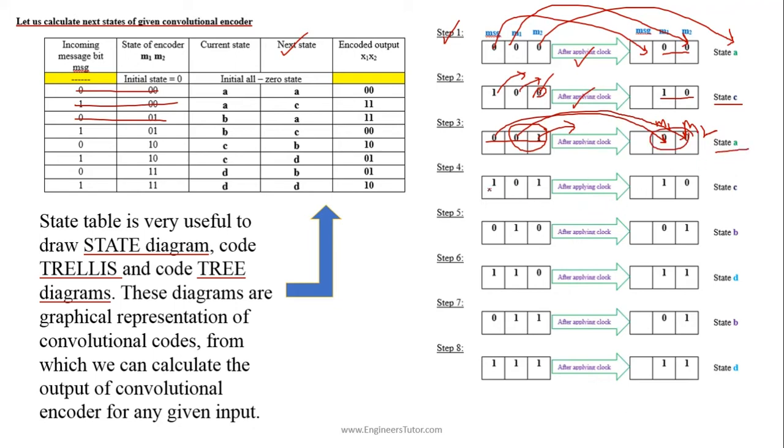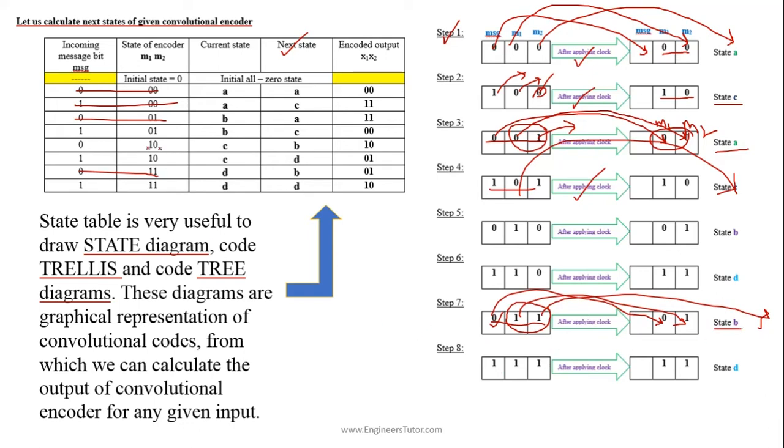Similarly we can find the next state from the initial state after we apply the clock pulse. Suppose initially it is at 0 1 1. After applying the clock pulse, this 1 will be discarded, this 1 will come here and this 0 will come here. So if the incoming bit is 0 here, the state changes from 1 1 to 0 1. 0 1 is the state B.